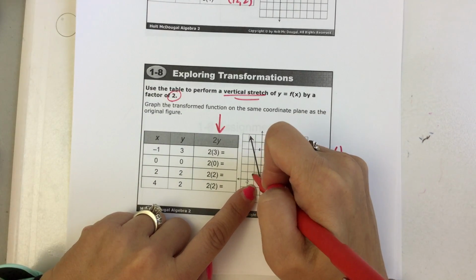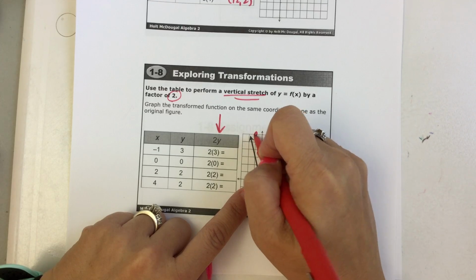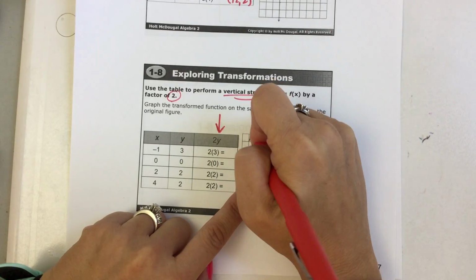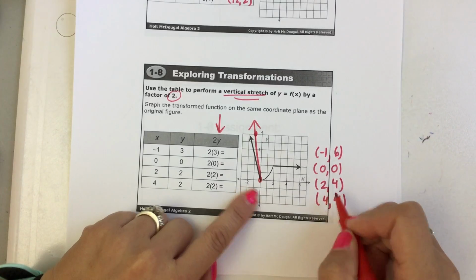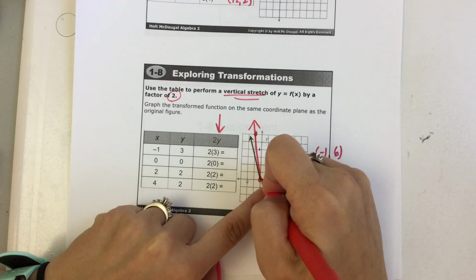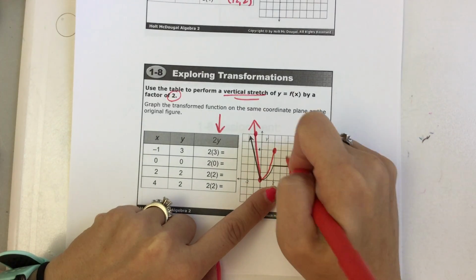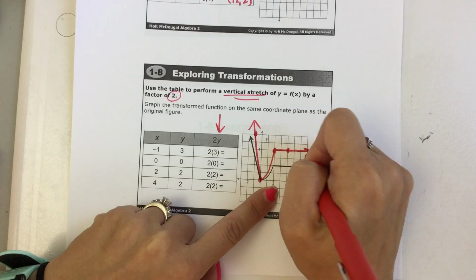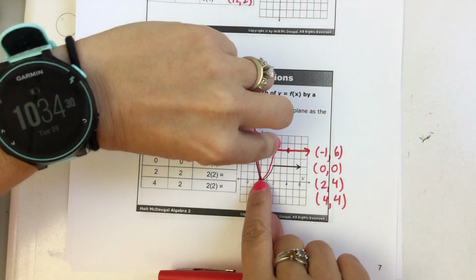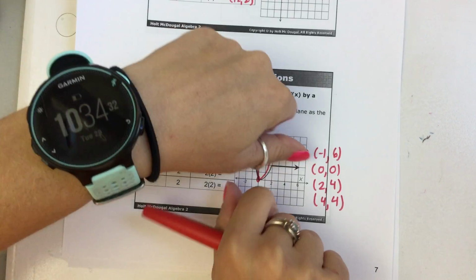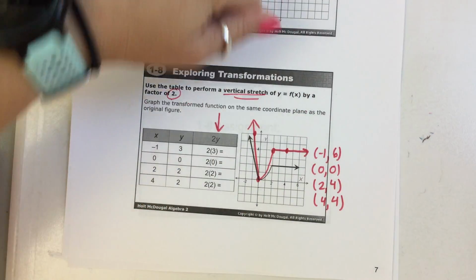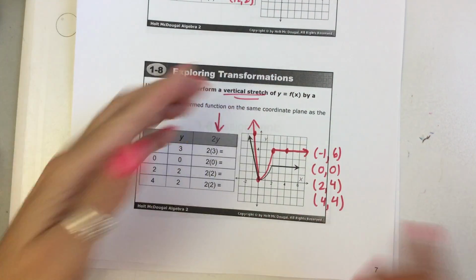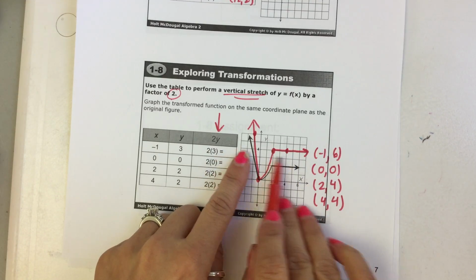I go to the left 1, up 1, 2, 3, 4, 5, 6. 0, 0. So here's my line. Okay, now 2, 4. Look at that. Whoop! And 4, 4. There's your new shape. Now, if it's a vertical stretch, what that means is you're taking the original graph, top and bottom, and you're stretching it. So that's why it becomes taller, and in the process, it has to become more narrow to make up for that height.